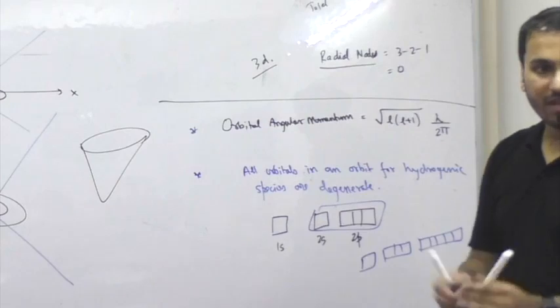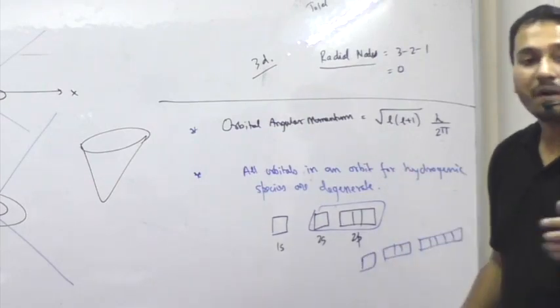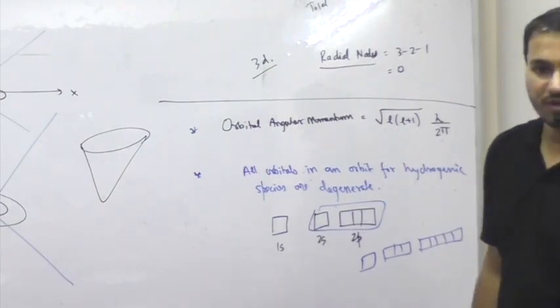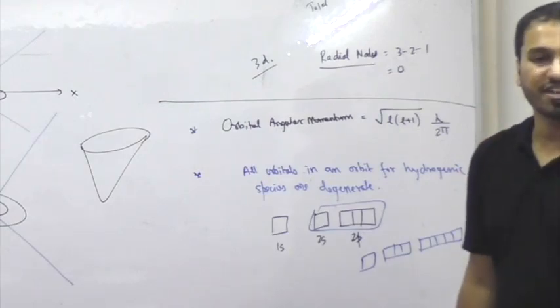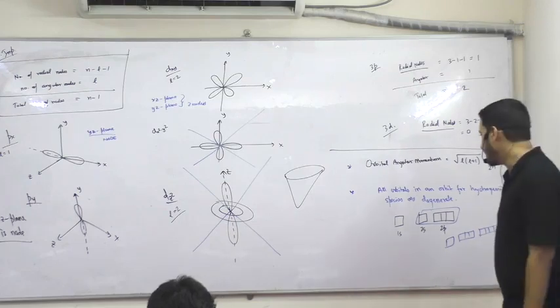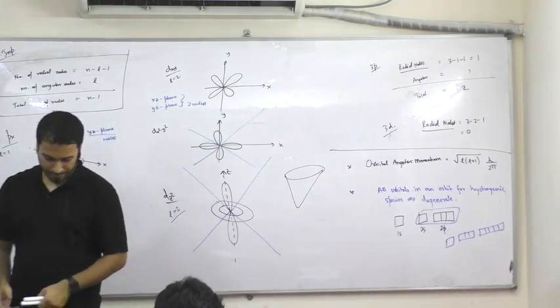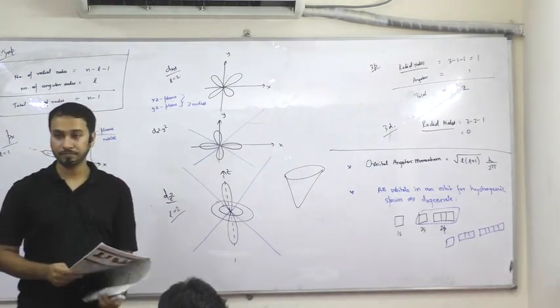So when do we study this energy difference? When is the Aufbau principle applicable? In multi-electron systems. In a single electron system, the Aufbau principle does not work. All orbitals in a given orbit are degenerate. They have the same energy. Okay? So all orbitals in an orbit for hydrogenic species are degenerate. Right? You can close it.